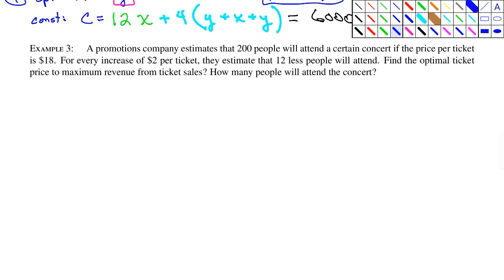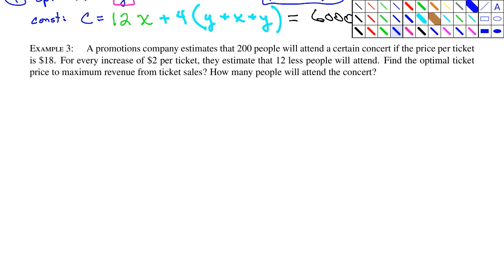Example number 3. A promotions company estimates that 200 people will attend a certain concert if the price per ticket is $18. For every increase of $2 per ticket, they estimate that 12 less people will attend. Find the optimal ticket price to maximize revenue from ticket sales. How many people will attend the concert?